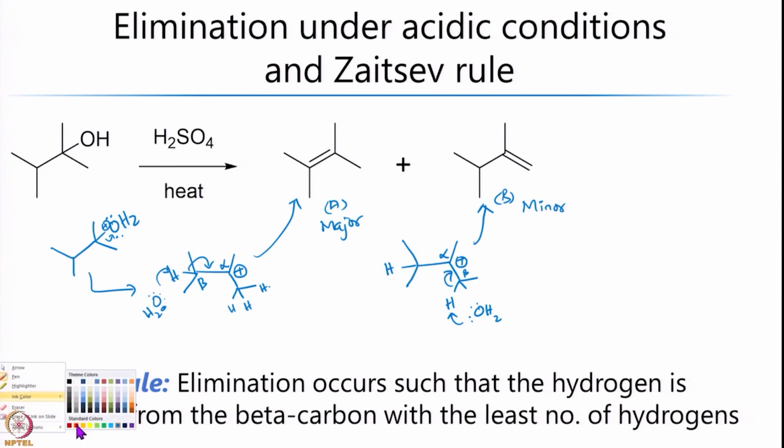I will just mark it with a different color. So one beta carbon is this, another beta carbon is this. So you can have loss of proton from both of these carbon atoms, but what Zaitsev's rule tells us is that the loss will take place from the carbon which has the least number of hydrogen atoms, in this case this particular carbon, and that leads to the product A, which is the major product. Or a simpler way of looking at it is that in an elimination reaction, the product which is formed is the more substituted alkene.